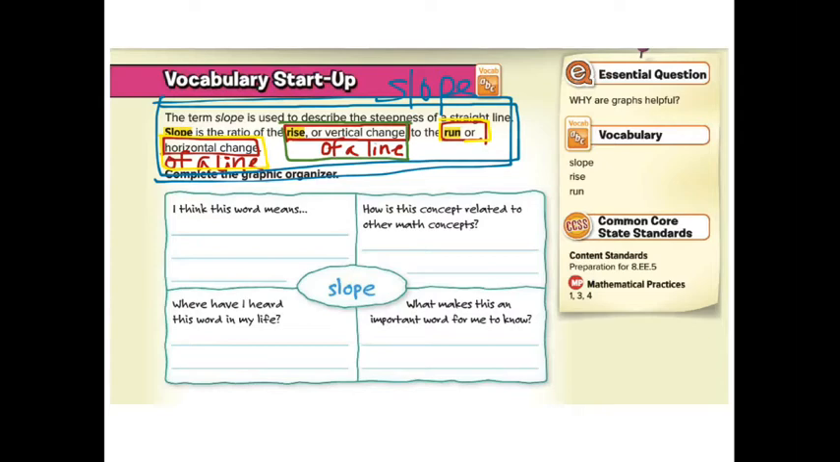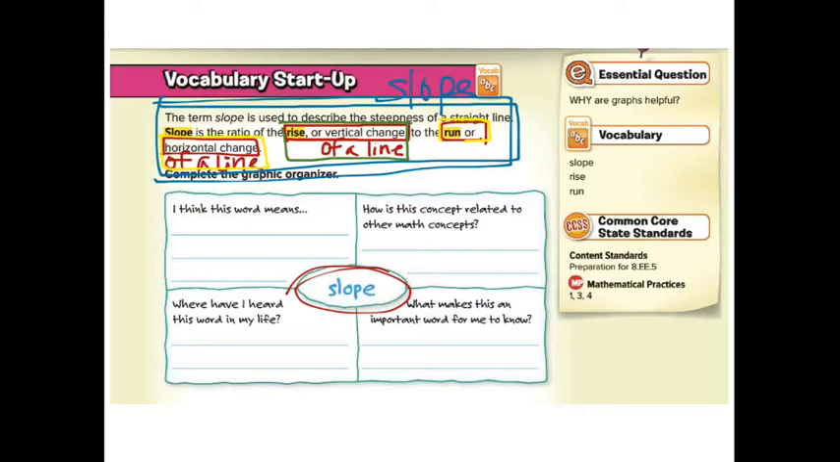Okay, so now that we're clear on those words, you're going to complete the graphic organizer. Looking at the word slope: I think this word means blank. How is this concept related to other math concepts? Where have I heard this word in my life? And what makes this an important word for me to know? I want you to fill these 4 boxes in.